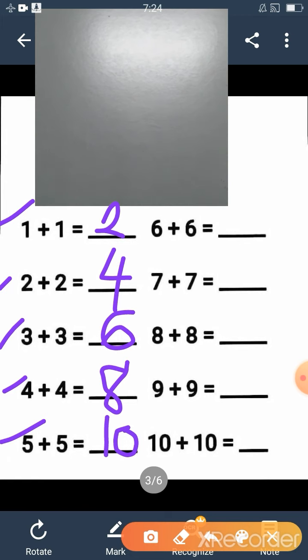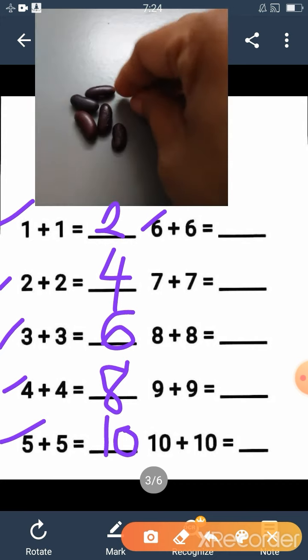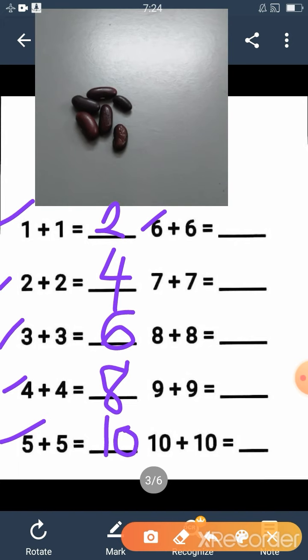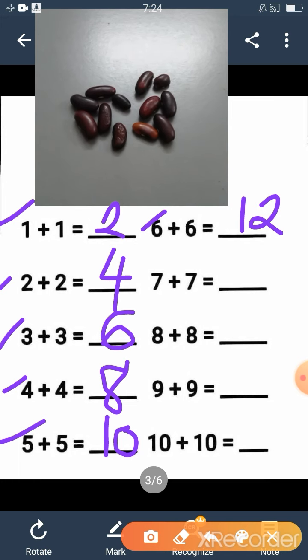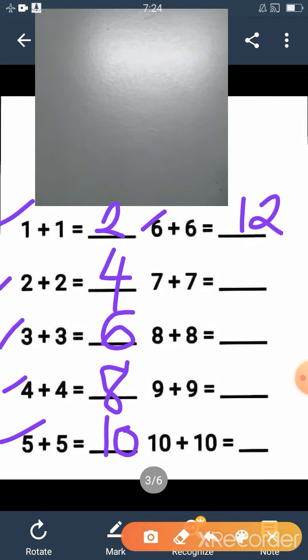Now let us do 6 plus 6. So I am taking 6 rajma seeds here. Just see, how many have I taken, children? Yes, 6 rajma seeds, and I am putting 6 more rajma seeds. So how many, children? All of them are how many rajma seeds? Yes, there are 12 rajma seeds. So we get 6 plus 6 is equal to 12. Now children, we will do 10 plus 7.